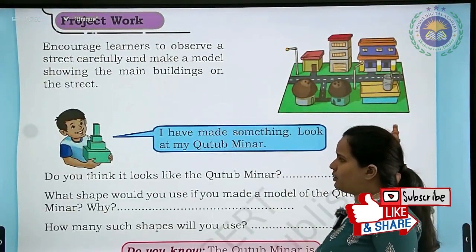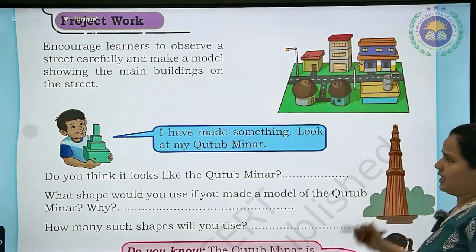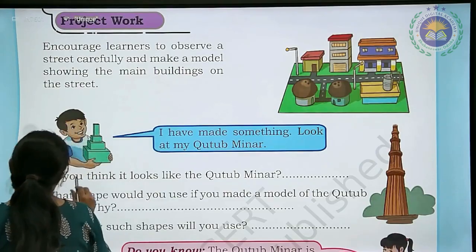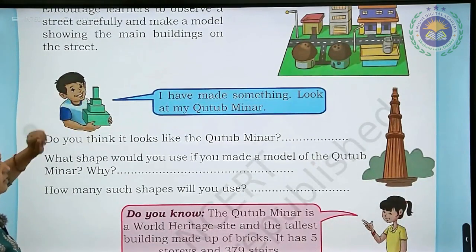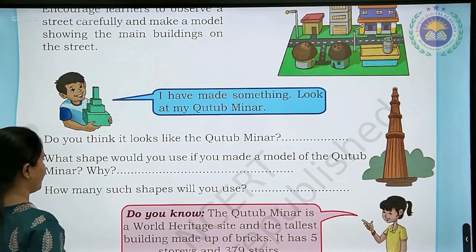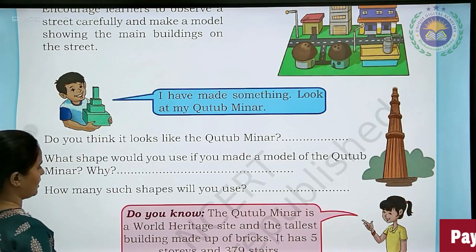So here is a project for you. You need to make a Qutub Minar using some blocks. What shape would you use for this? Yes, here we have used one cuboid, a cube and a cylinder.